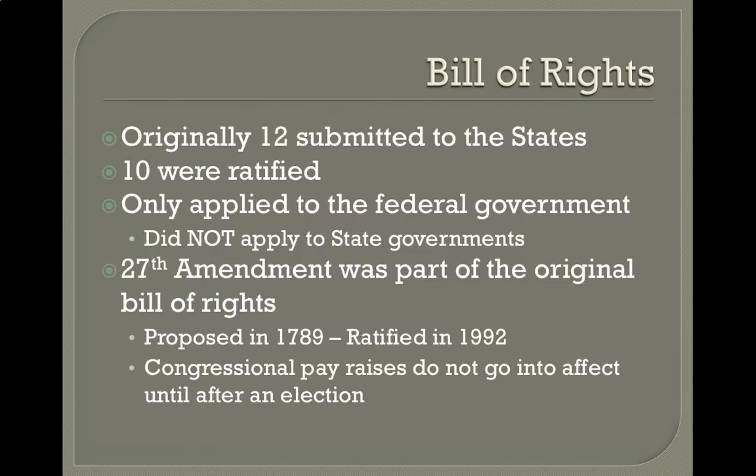The 27th Amendment that we have today is the last amendment. We have 27 amendments. But interestingly enough, the 27th Amendment, which was ratified in 1992, was actually part of the original Bill of Rights. It was one of those 12 that was sent to the states. And a reminder, only 10 of them were ratified. So it was submitted to the states in 1789, but not ratified until 1992.